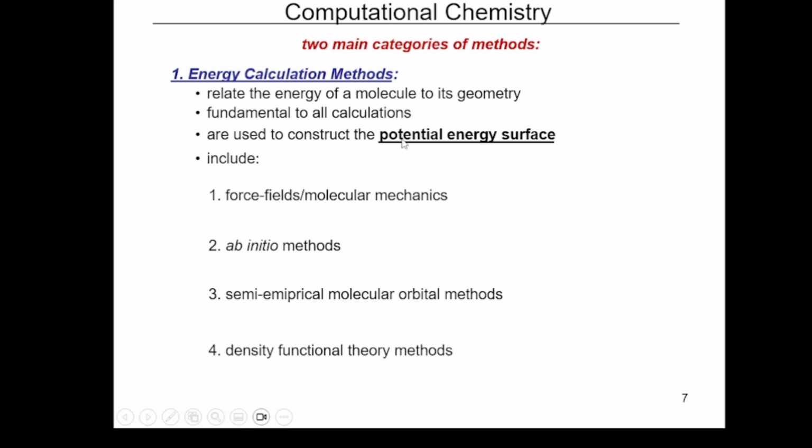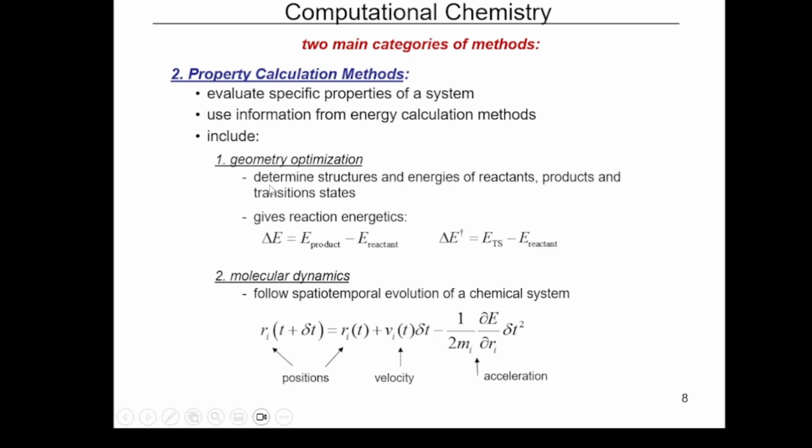Now again, to construct the potential energy surface, you have different approaches available, and these are the four approaches that we have discussed on the last slide. They are force field or molecular mechanics, ab initio methods, semi-empirical molecular orbital methods, and density functional theory methods. The second one is the property calculation method. They evaluate specific properties of a system, and they use the information from energy calculation methods, and these include geometry optimization as well as molecular dynamics.